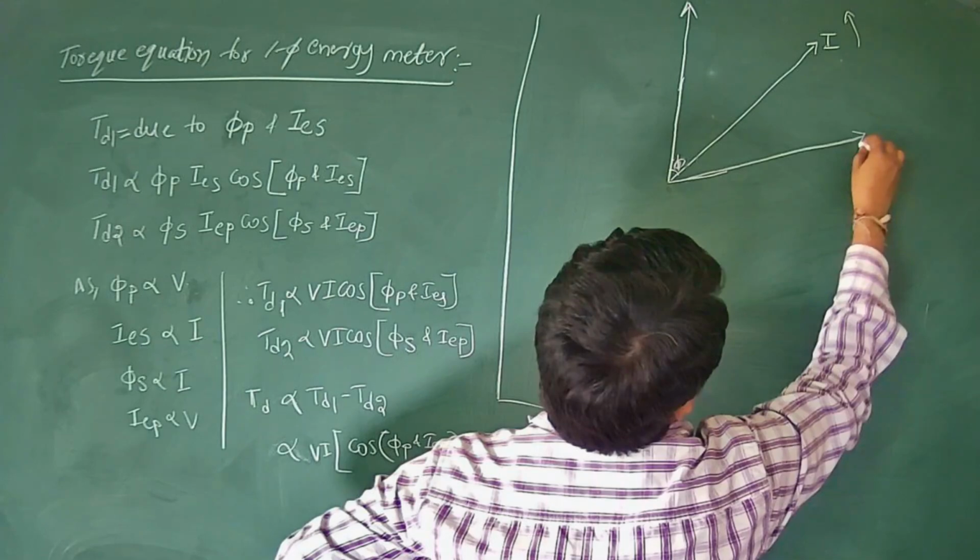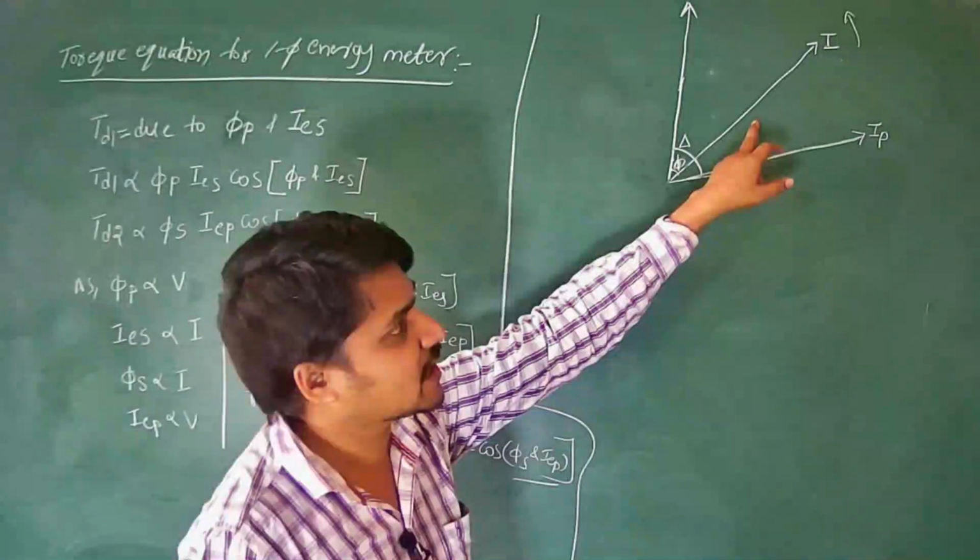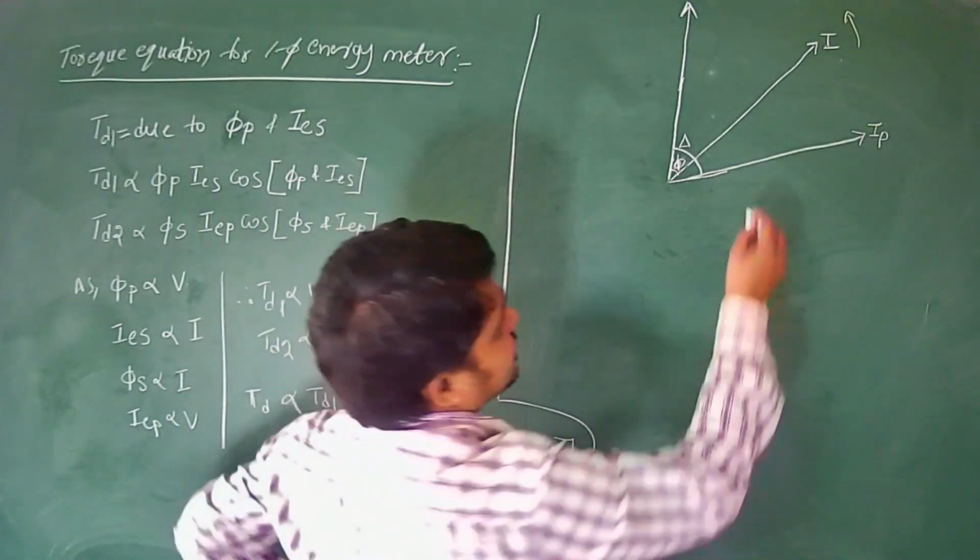Now we know that whenever the load current flows in the current coil, flux is generated. So the flux is in phase with the load current. Let us call it the series flux, because the current coil is connected in series with the load. Therefore, phi s is in phase with I. And whenever current flows in the pressure coil, it also has magnetic lines of force, so flux is generated. That flux is in phase with IP, that is phi p.